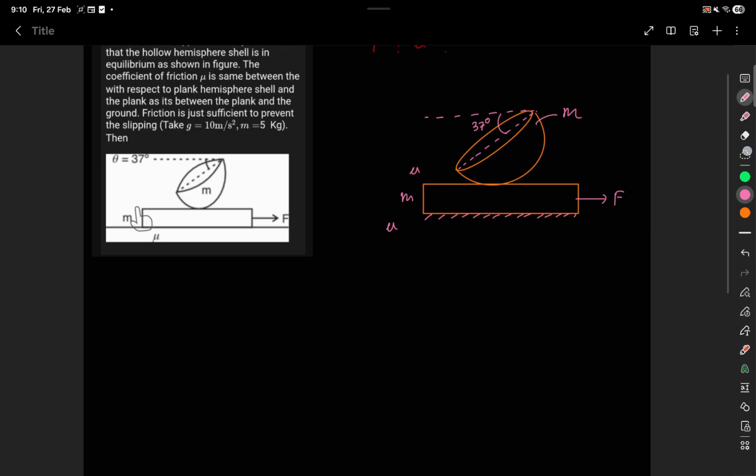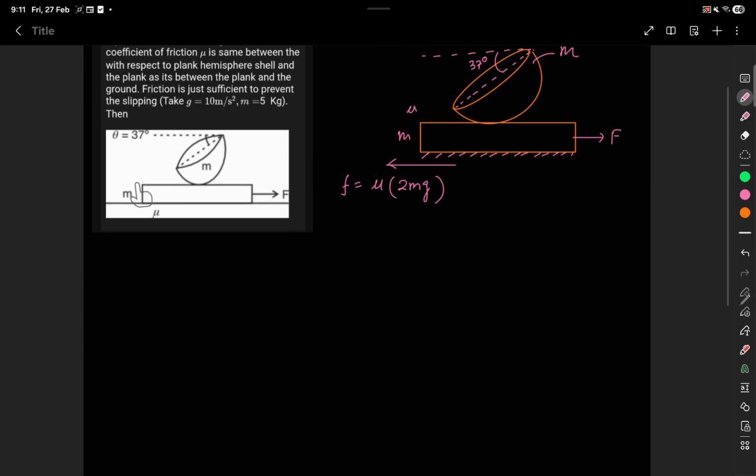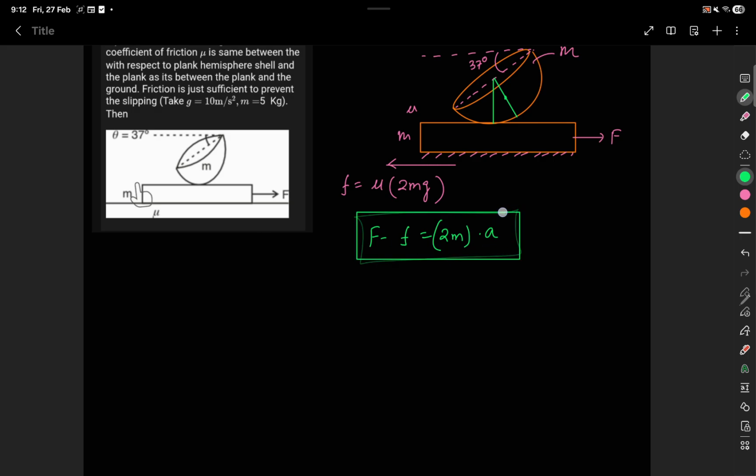As it is given that there is no slipping, both of them will move with the same acceleration. So acceleration will be how much? F by m plus m. Sorry, there is a friction force also. This friction force acting over here will be F equal to mu into 2mg, right? So you can clearly write that F equal to mu into 2mg, and F minus F should be equal to 2m into A. This is the first equation because no slipping occurs.